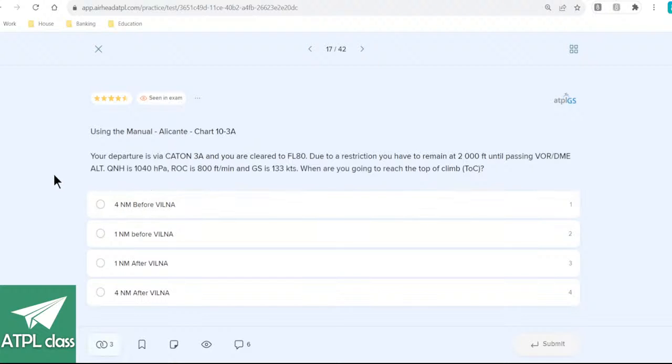Using the Alicante 10.3A. Okay, I'll get that out. Bear with.